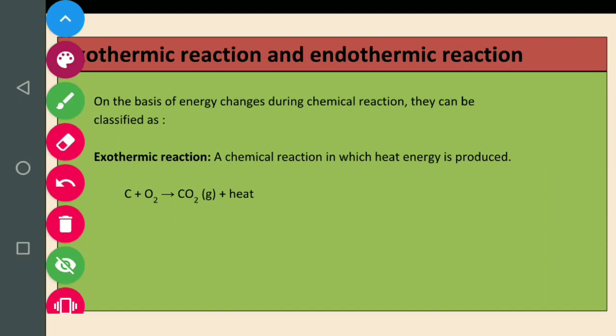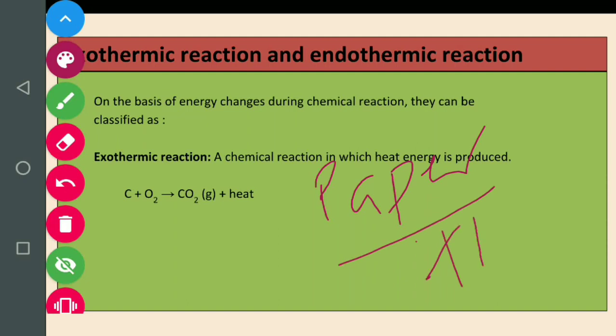It means when you take a simple paper and burn it, you will see there is a flame, and with the flame there is some heat also. So this is known as exothermic reaction.